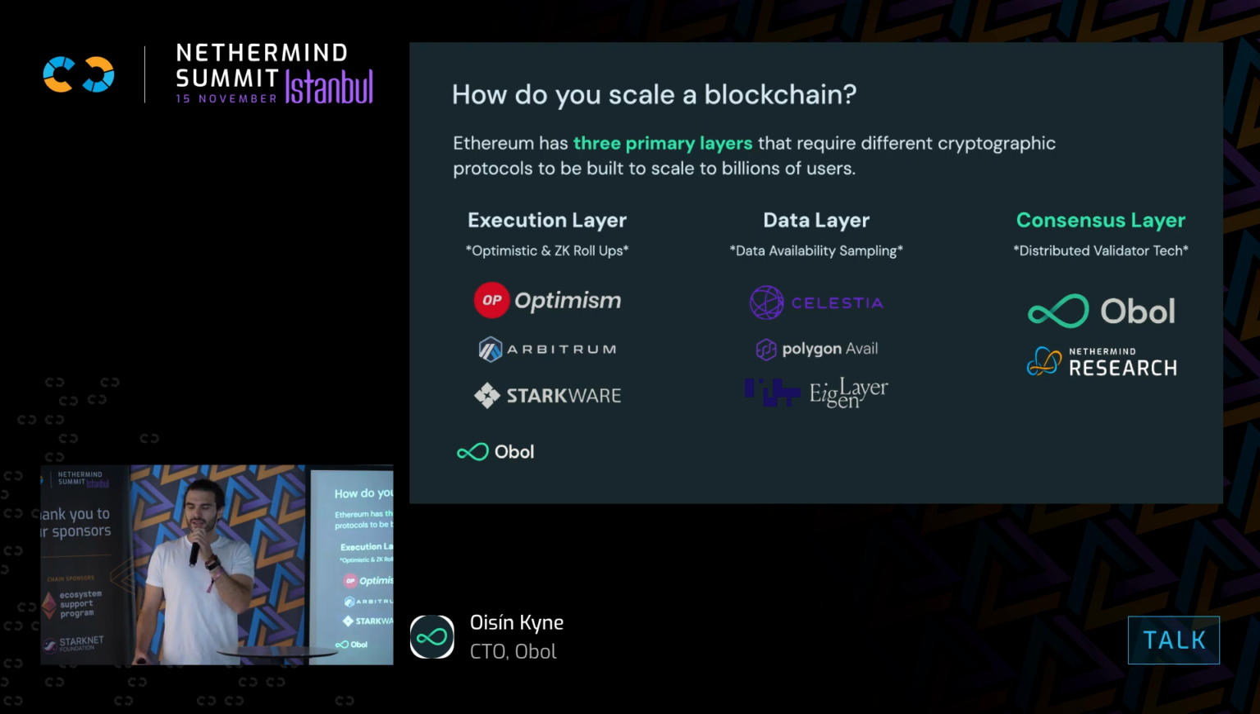And lastly, on the consensus side of things, consensus is how many nodes can take part in coming to agreement on the state of the system. That you can scale with distributed validator technology.